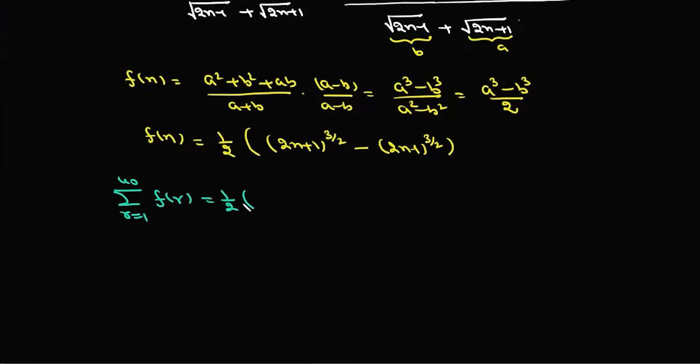So it will be this 1 by 2. If we put r as 1, we'll get 3 to the power 3 by 2 minus 1 to the power 3 by 2. If we put r as 2, we'll get 5 to the power 3 by 2 minus 3 to the power 3 by 2. And if we put r as 40, it will be 81 to the power 3 by 2 minus 79 to the power 3 by 2. Now these successive terms, they'll cancel.